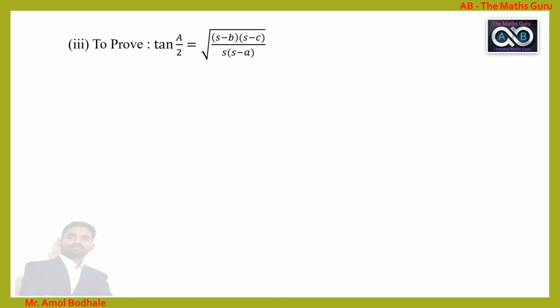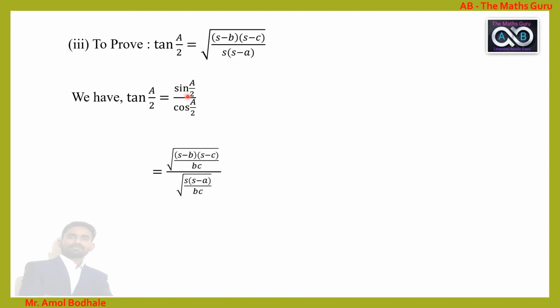Let's see the third half angle formula, that is tan of A by 2 is equal to square root of (s minus b) into (s minus c) upon s into (s minus a). It is pretty simple because we know the value of sine of A by 2 and cos of A by 2. So we can write tan A by 2 as sine A by 2 upon cos A by 2. By using the previous two results we can put the values of sine A by 2 and cos A by 2 here.